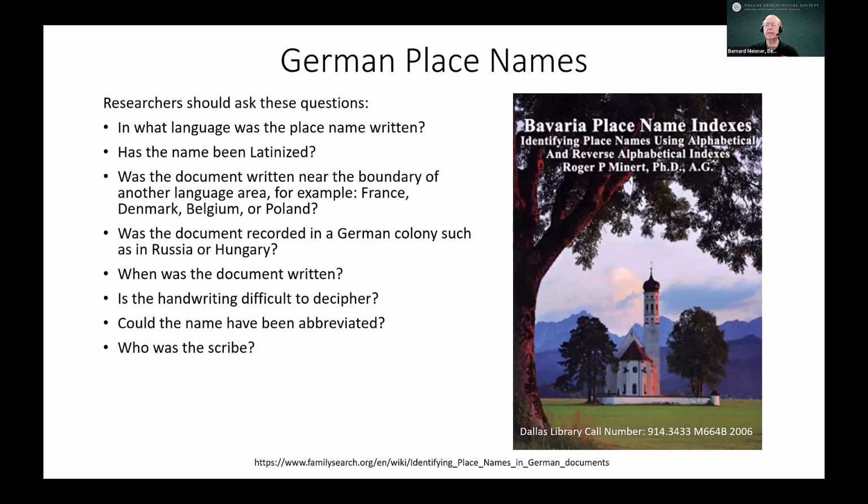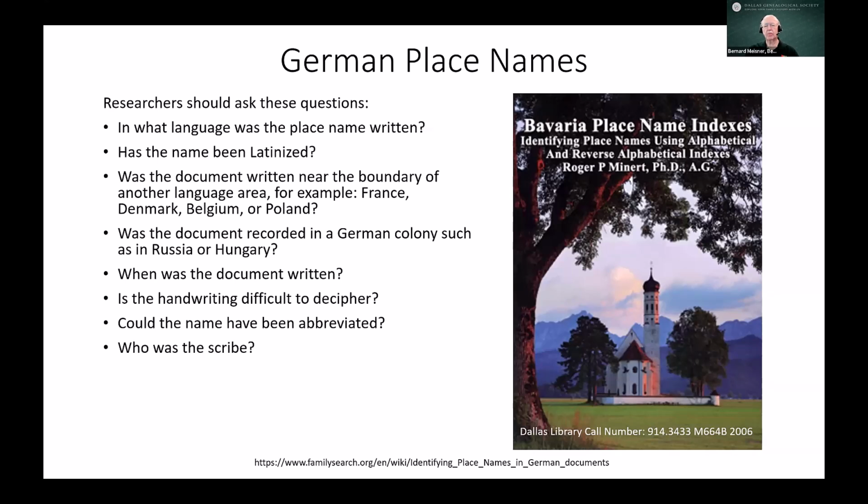And Roger Meinhardt has a book of Bavarian place name indices. It's here in the library up on the 8th floor. And again, some of the basic questions you should consider when you're trying to figure out what is the name of my village? In what language was it written? Most of Bavaria will be in German, but if it was parts of Prussia, it may have been Poland. Was it Latinized? Is it near the border? Is it something from Russia or Hungary?